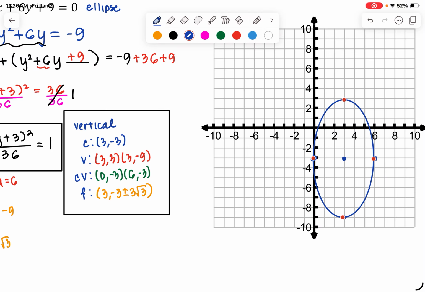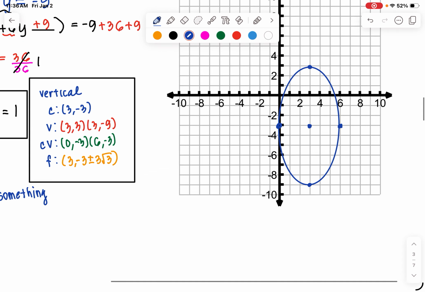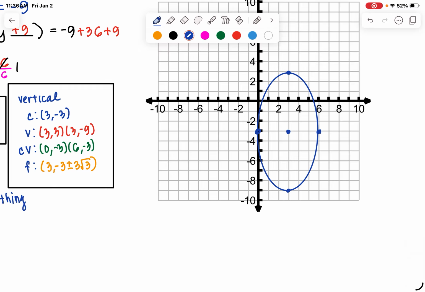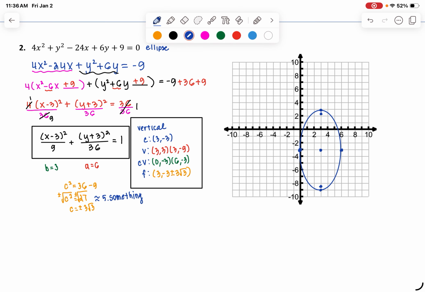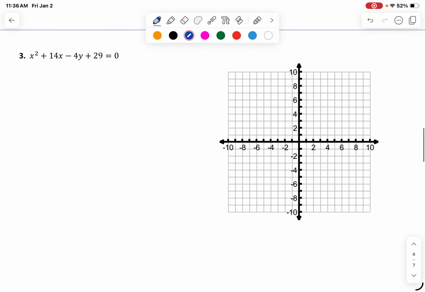Okay, and then I'm going to graph my foci. I need to get an approximation of root 27, which is 5 point something. So from my center, I'm going to go up and down 5 point something. Up 5, 1, 2, 3, oops, I don't think that's my foci, 3, 4, 5, and I'm right in there, and there. And there's my ellipse. Okay. All right, moving on to the next one right here.